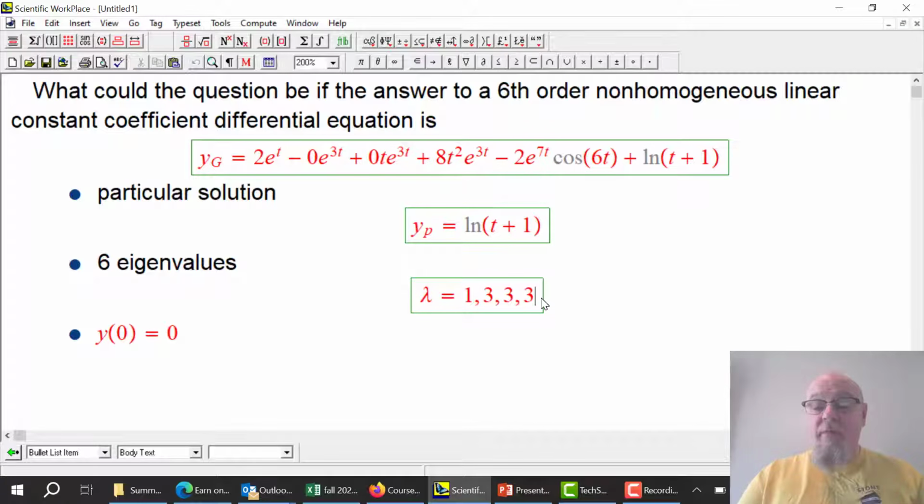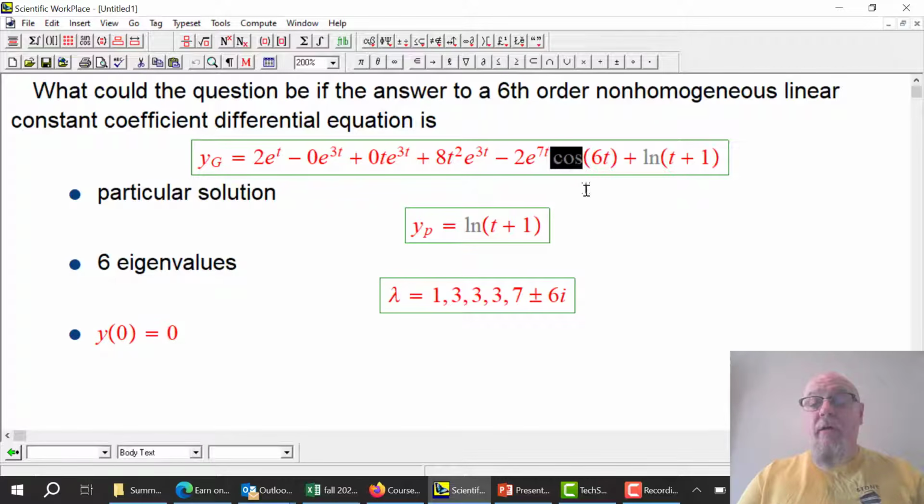Now I've got 4 of the eigenvalues. Well, the trig is going to give me 2 eigenvalues. Real part, e to the real part t, trig imaginary part, so that must be 7 plus or minus 6i. So now I've got 1, 2, 3, 4, 5, 6. I've got the 6 eigenvalues that I need.